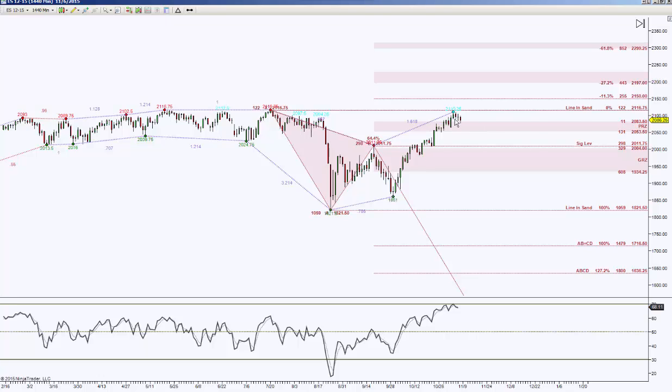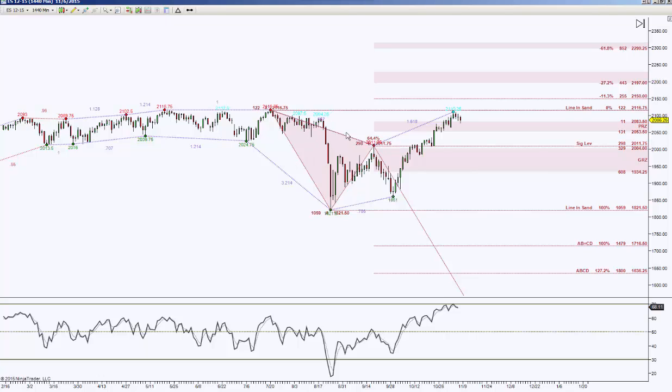If it holds below it, it implies it's going to retest this point of the triangle, and then we have another decisive point. If we push up above this line in the sand, then I'm going to be looking for the crab. The target is 2292.25. That's the 1.618 extension, and right now we're 853 ticks away from that in the E-mini futures.